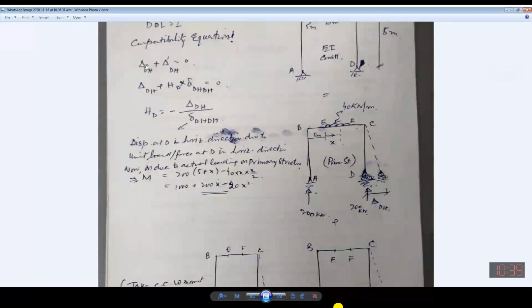This is indicating the displacement at point D in the horizontal direction, plus, if you remember the definition of stiffness or flexibility, the displacement or deformation will be equal to the flexibility multiplied by the force. Flexibility multiplied by the force, you might be remembering. Remember, is it okay?